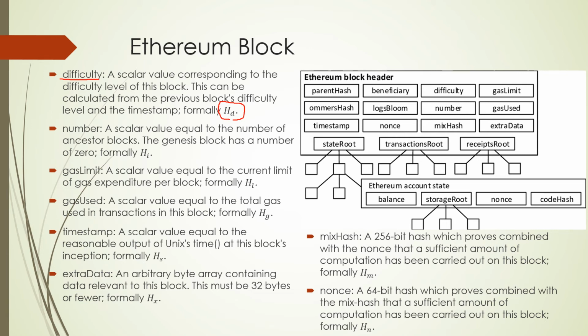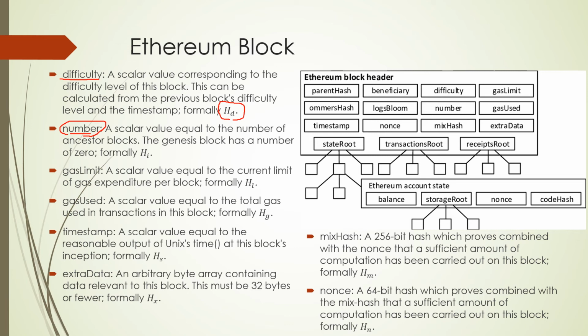Then we have number, which is a value equal to the number of ancestor blocks. Basically, number is required to find out who's the longest chain, and it's basically helping Ethereum miners to determine the longest chain and allow them to reach consensus. We talked about this before.